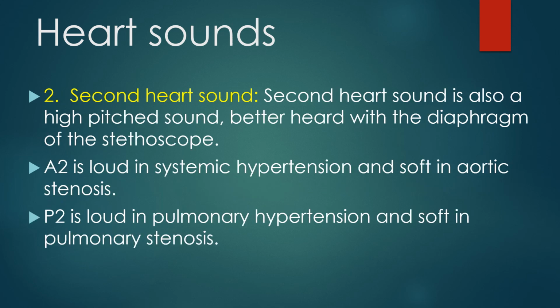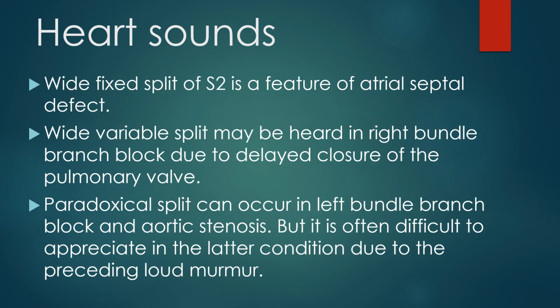Second heart sound is also a high-pitched sound, better heard with the diaphragm of the stethoscope. Aortic component or A2 is loud in systemic hypertension and soft in aortic stenosis. P2 is loud in pulmonary hypertension and soft in pulmonary stenosis. Wide fixed split of S2 is a feature of atrial septal defect.